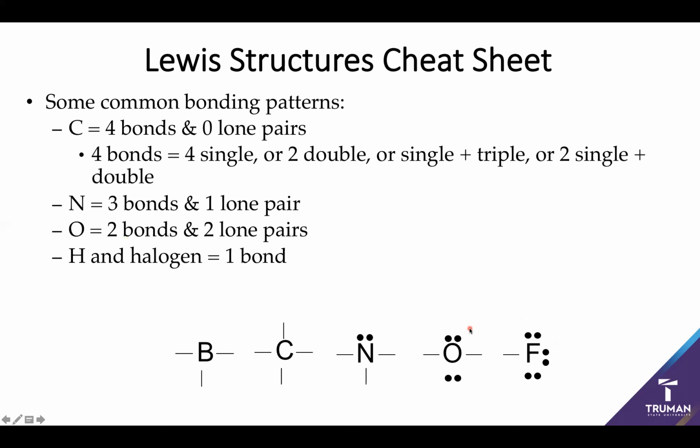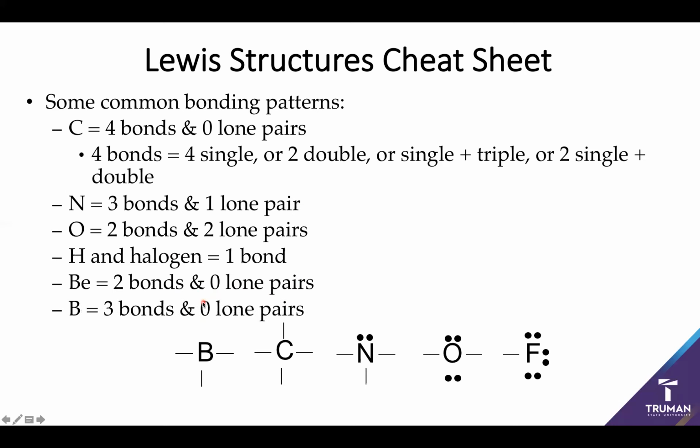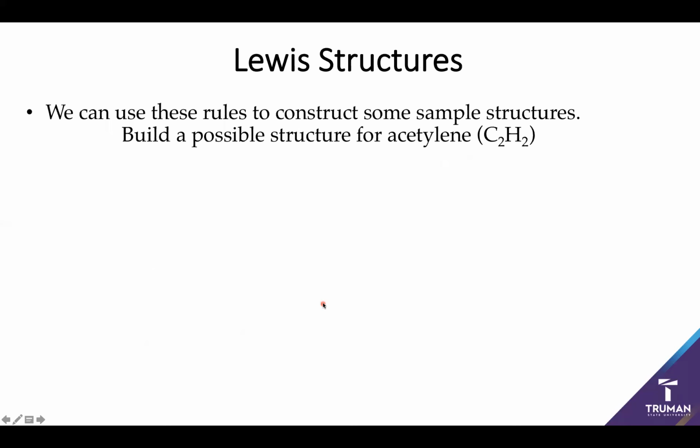Then we get into kind of the oddballs like beryllium, which only has 2 valence electrons, so only tends to form 2 bonds and no lone pairs, as well as boron with 3 valence electrons, tends to only form 3 bonds with no lone pairs. And we'll talk about these 2 a little bit later, as they tend to violate the octet rule, and that's just fine. So let's go ahead and try and use these general rules to build some sample structures.